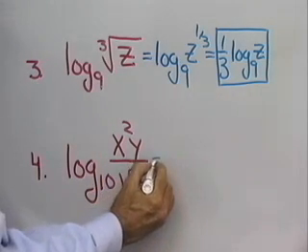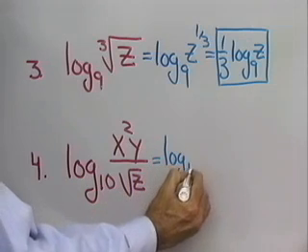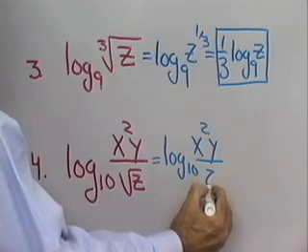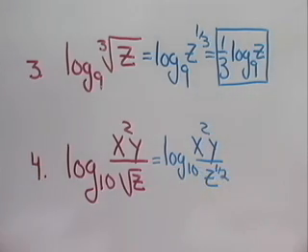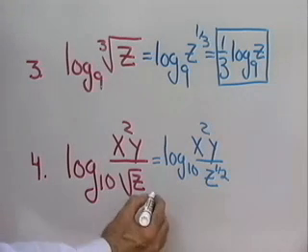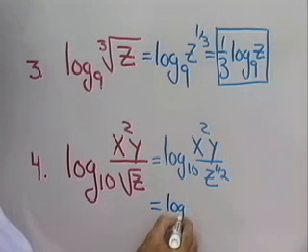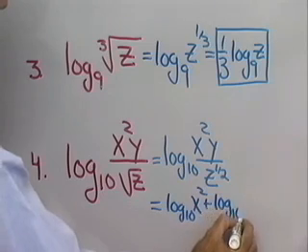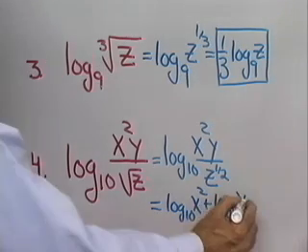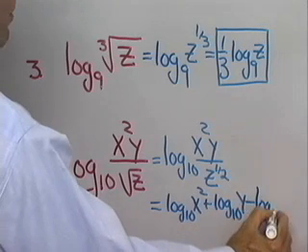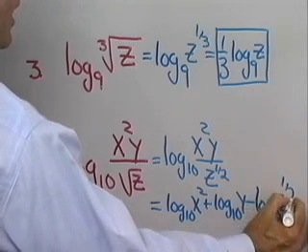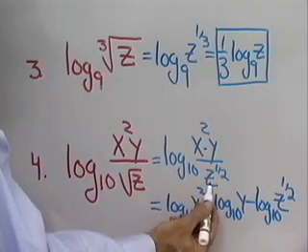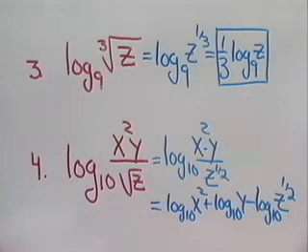Next I have this. I'm going to rewrite this as log base 10 of x squared y divided by z to the 1/2. Now, as I expand this, I'm going to get log base 10 of x squared plus log base 10 of y minus log base 10 of z to the 1/2. So here this is multiplication, so the logarithm of that product is the sum of the logarithms. It's division with this, so that becomes the difference of the logarithms.